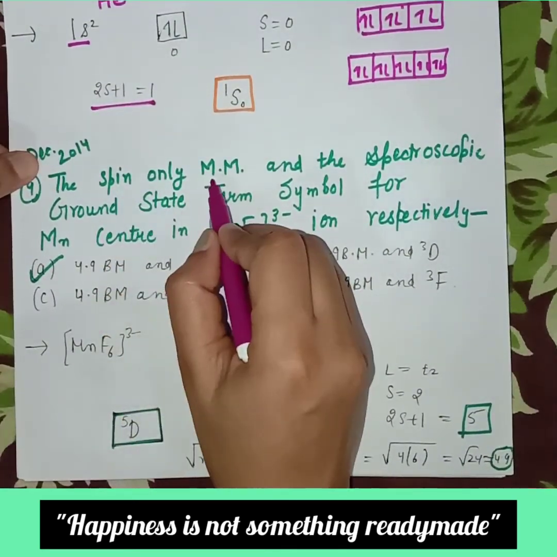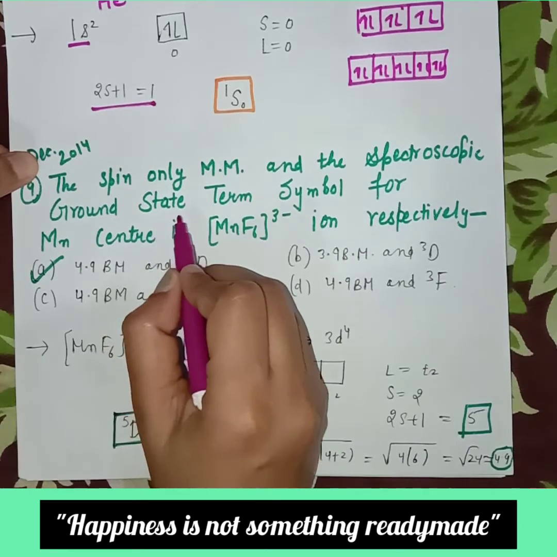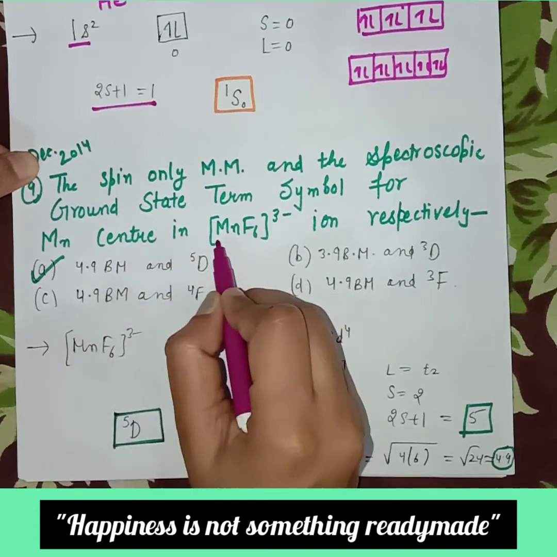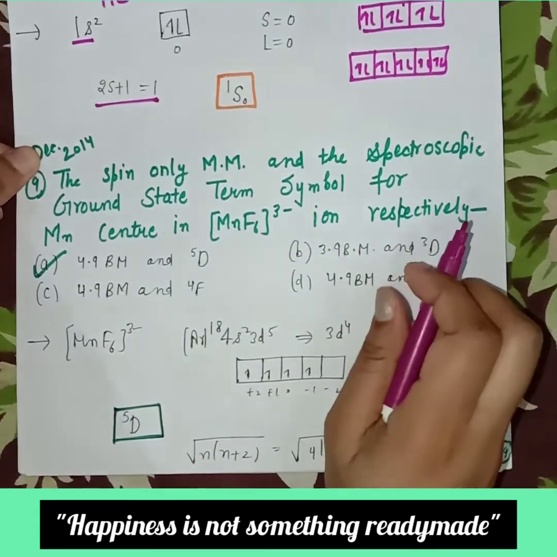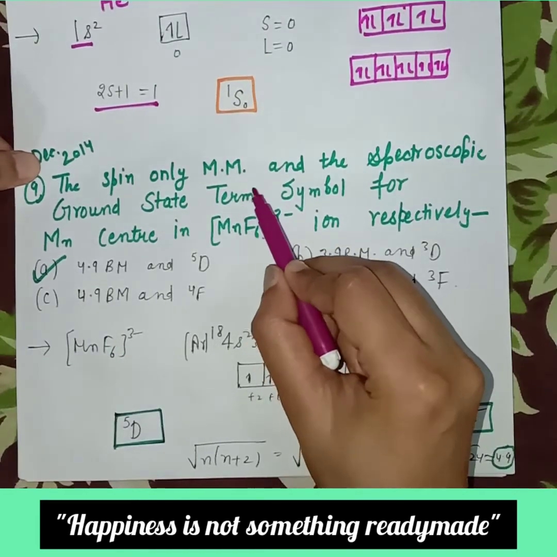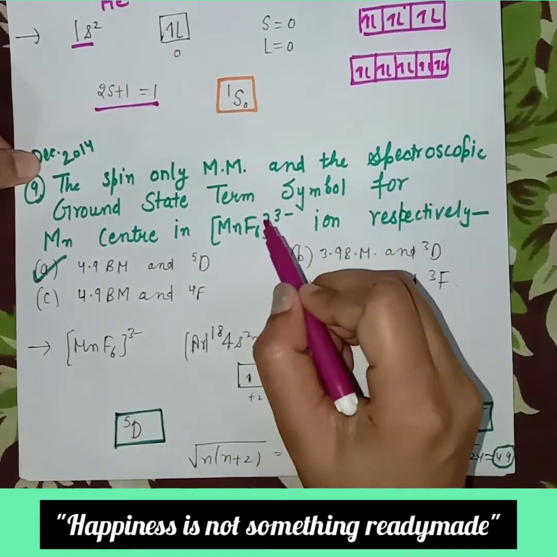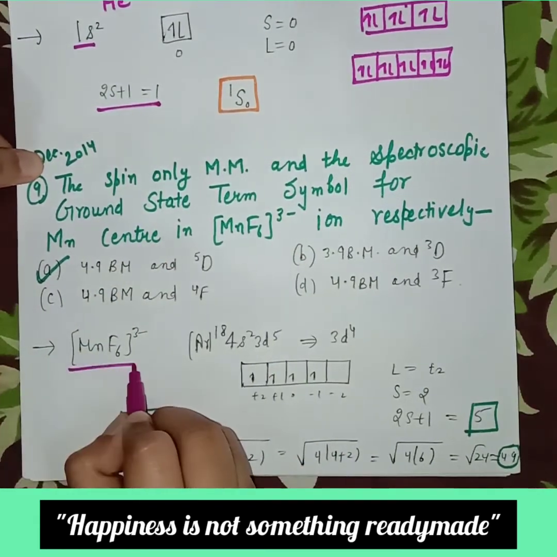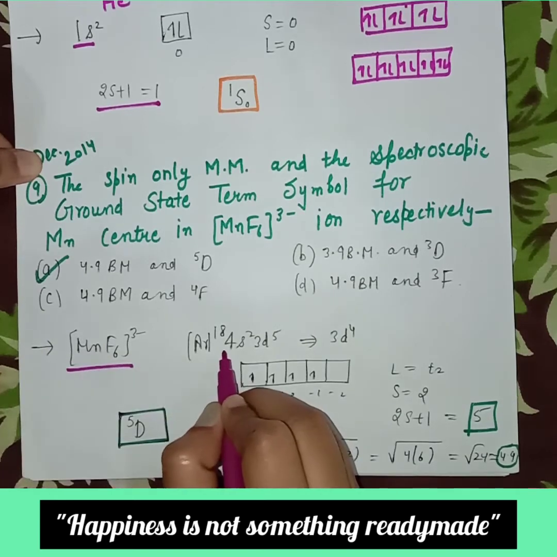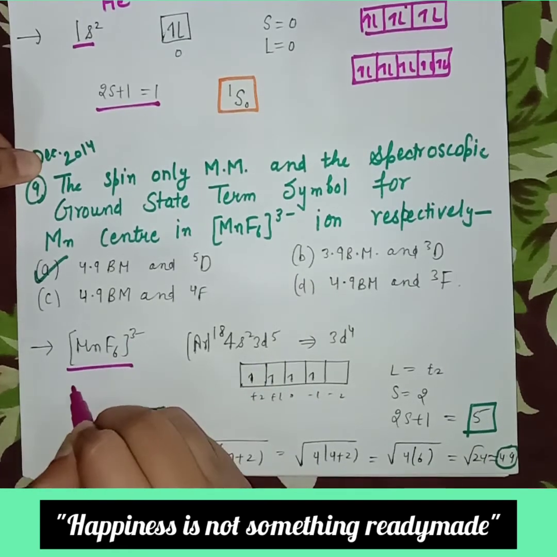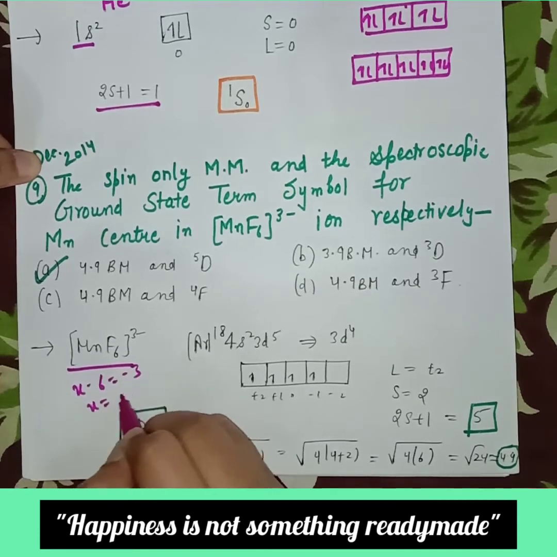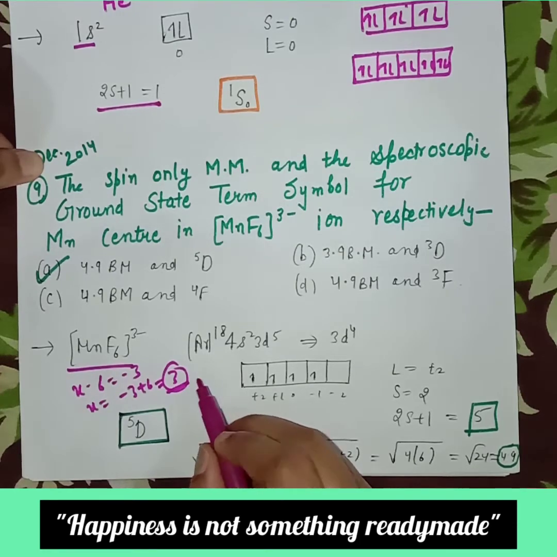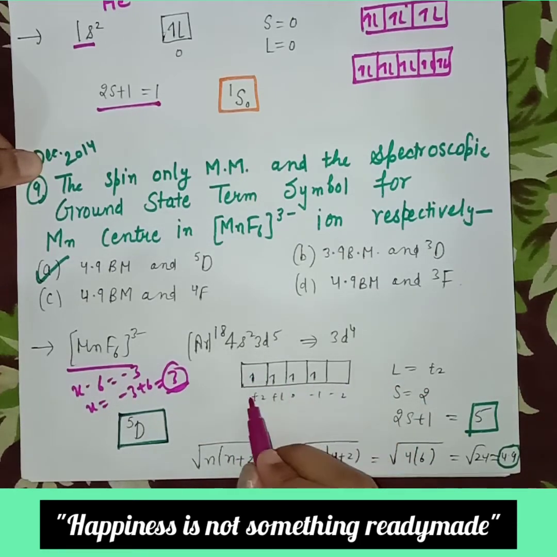Next, the spin only magnetic moment and spectroscopic ground state term symbol for the manganese center in this complex ion, respectively. We have to find the spin only magnetic moment and the spectroscopic ground state term. Firstly, the electronic configuration of Mn is this one. After removing 3 electrons, as 3 is its oxidation state, it becomes 3d4. So fill in this 3d4.